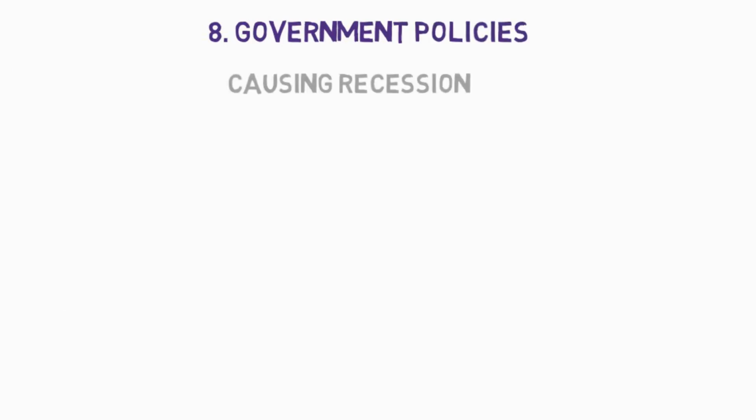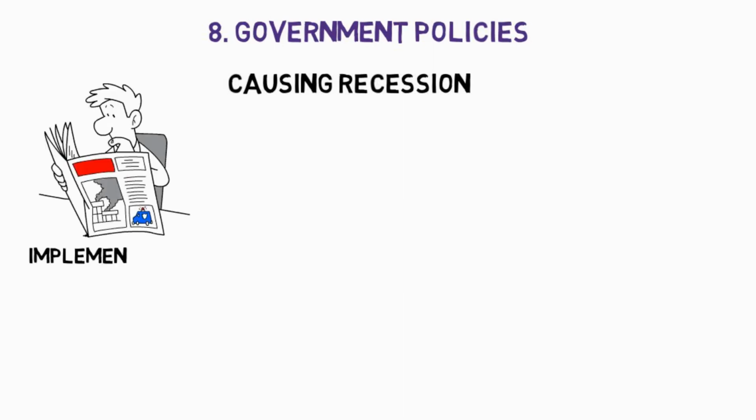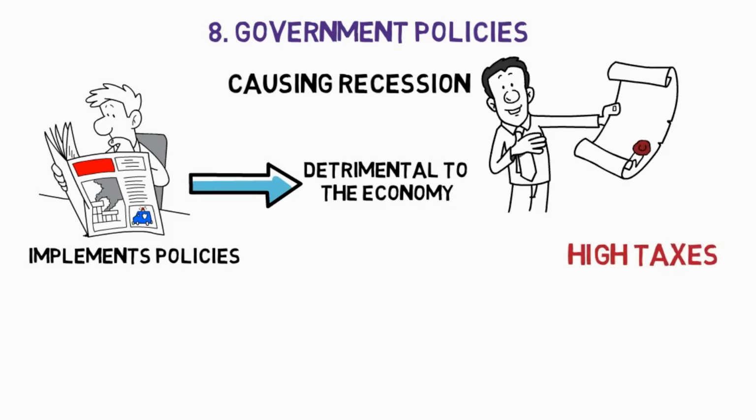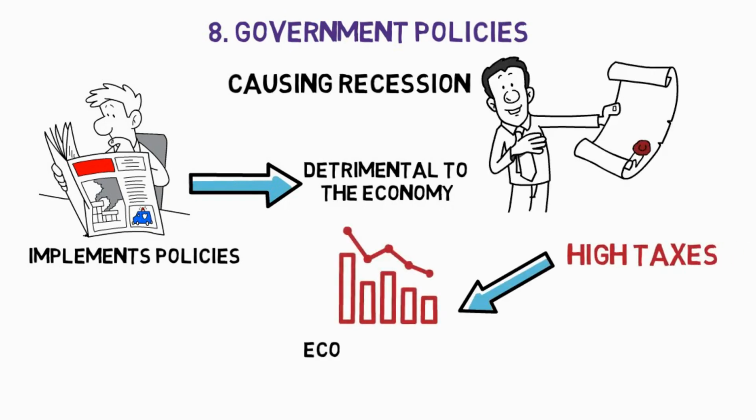Number 8. Government policies. Government policies can also play a role in causing a recession. If a government implements policies that are detrimental to the economy, such as excessive regulations or high taxes, it can lead to a reduction in economic growth and potentially even a recession.